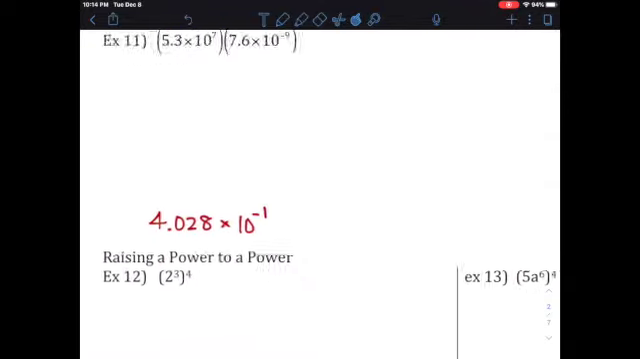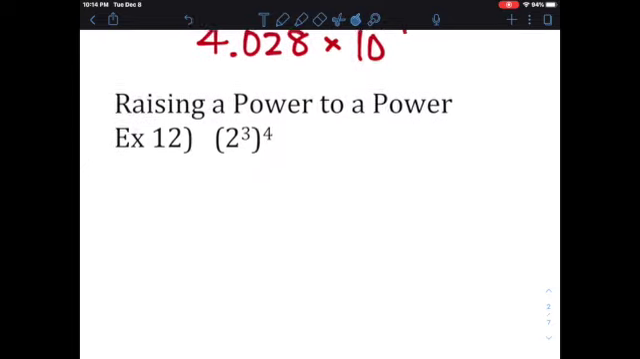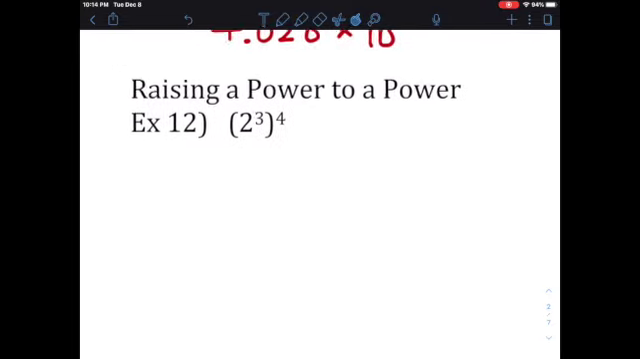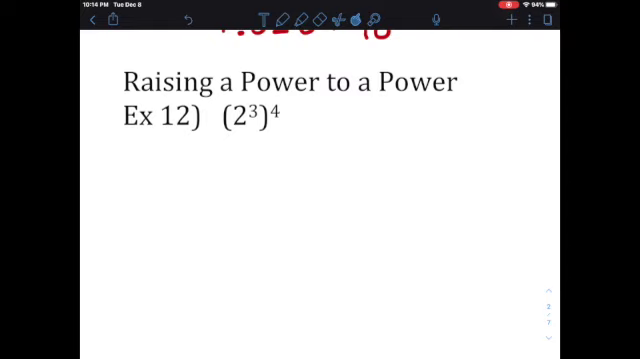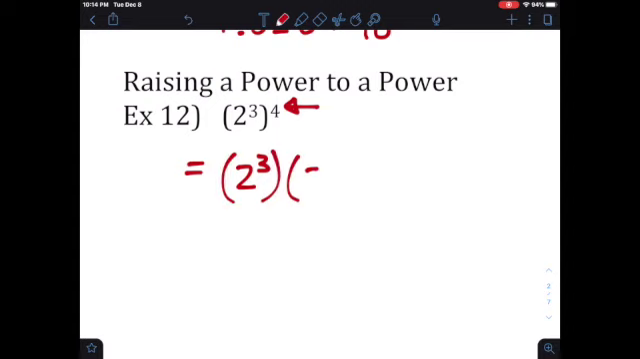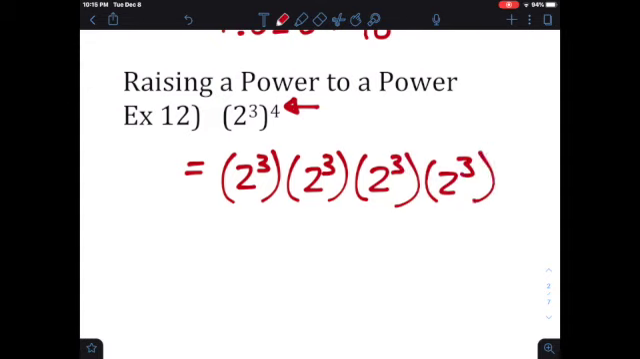Example number 12. So it's raising a power to a power. Now, raising a power to a power is kind of like the same thing we were talking about before. It's just recognizing how many times you're going to write the things. So if you're thinking about the fourth power, remember I told you that's the base. So like an onion, we're going to peel from outside in. So that's really 2 to the third power one time, 2 to the third power 2 times, 2 to the third power 3 times, and 2 to the third power 4 times. And that's where that 4 comes from.